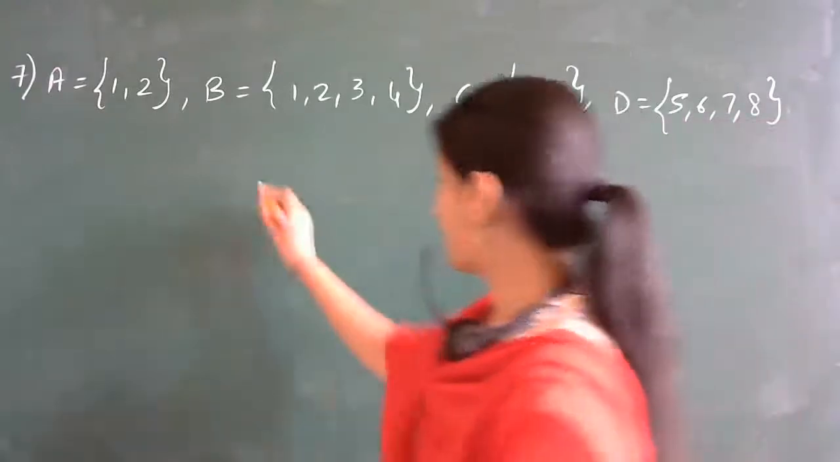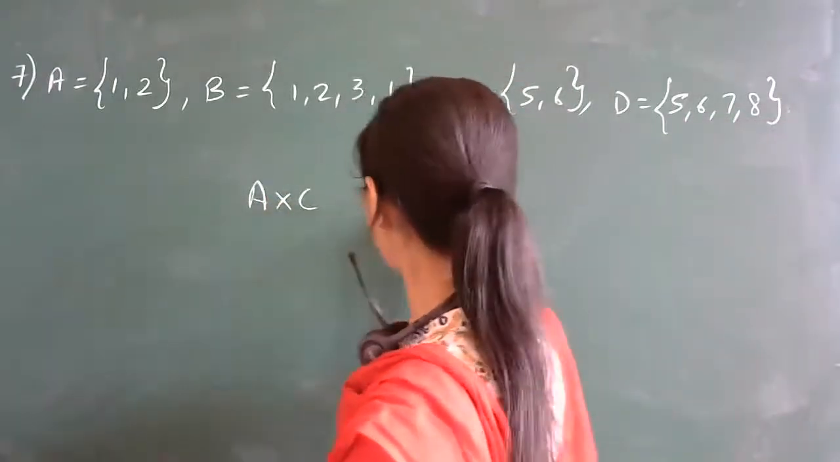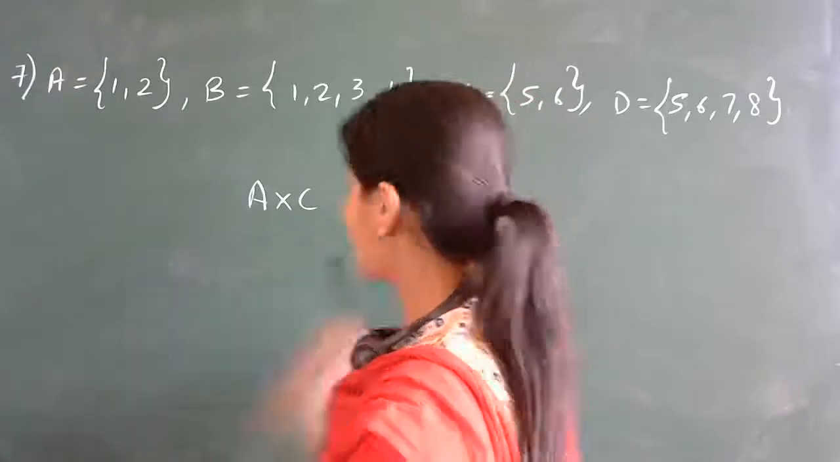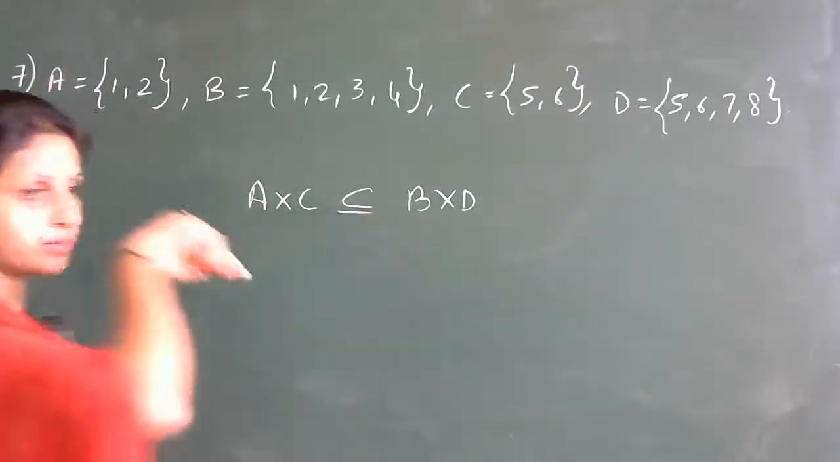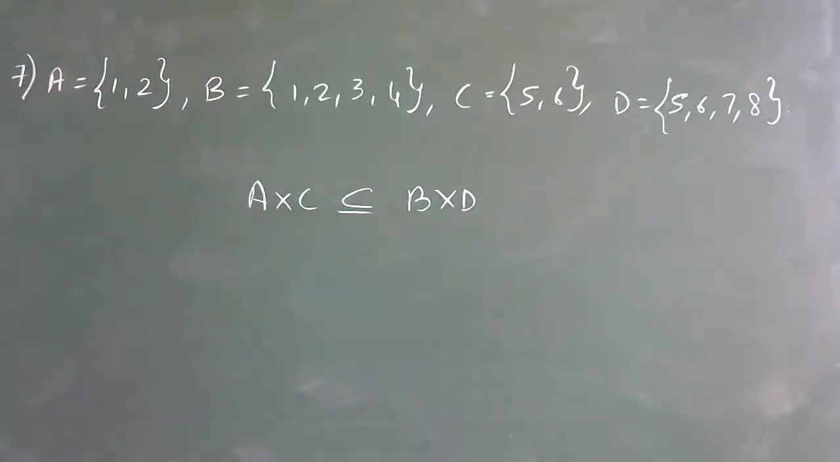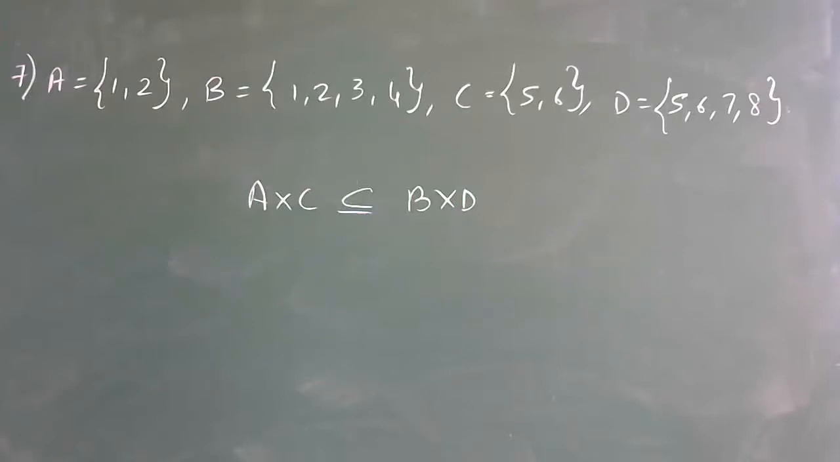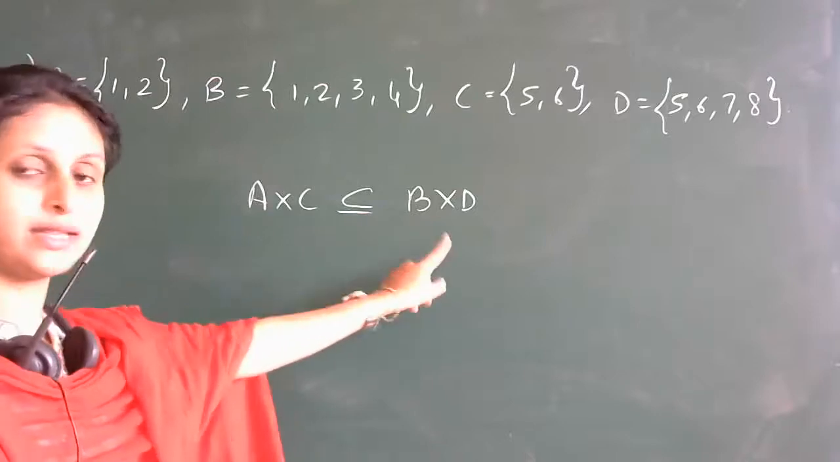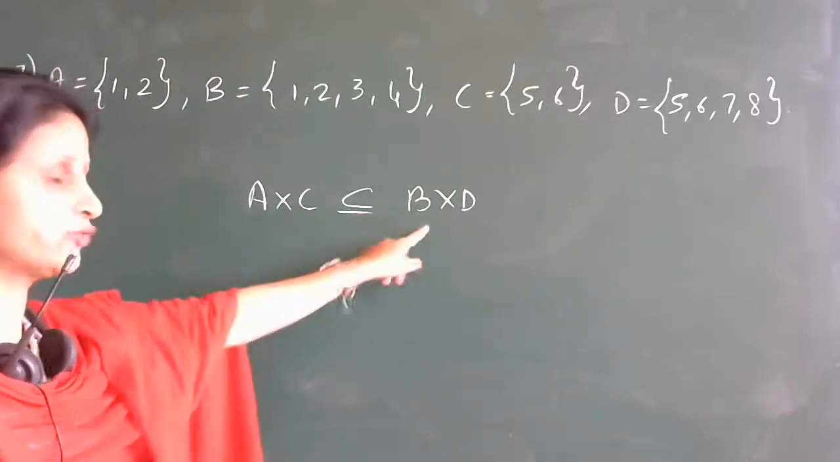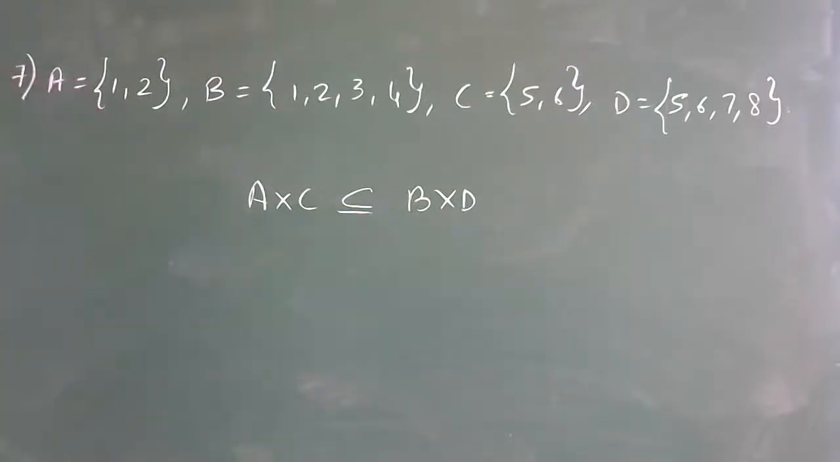You first find what is A cross C and then you find what is B cross D. And check whether A cross C is subset of B cross D or not. Okay? Please, you need to check it. It is very easy. Okay, students? Will you all do it? Find what is A cross C and then find what is B cross D. And then check whether this is subset of this or not. Will you all do it?